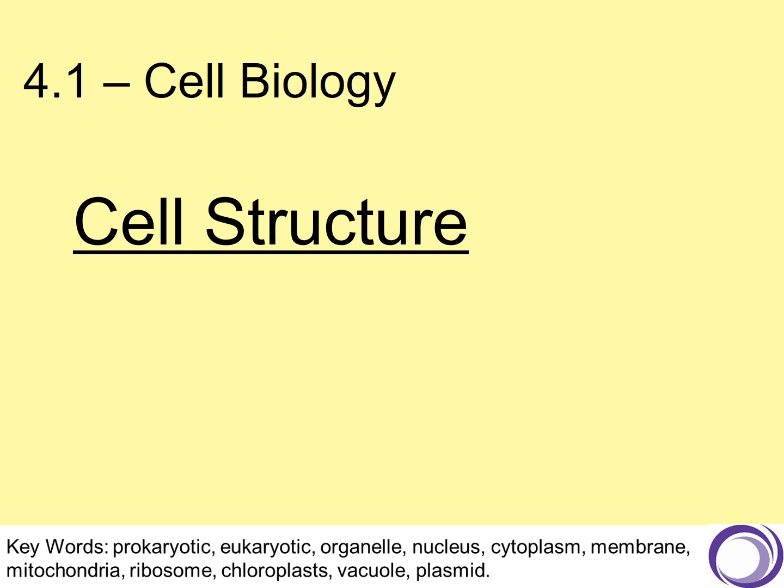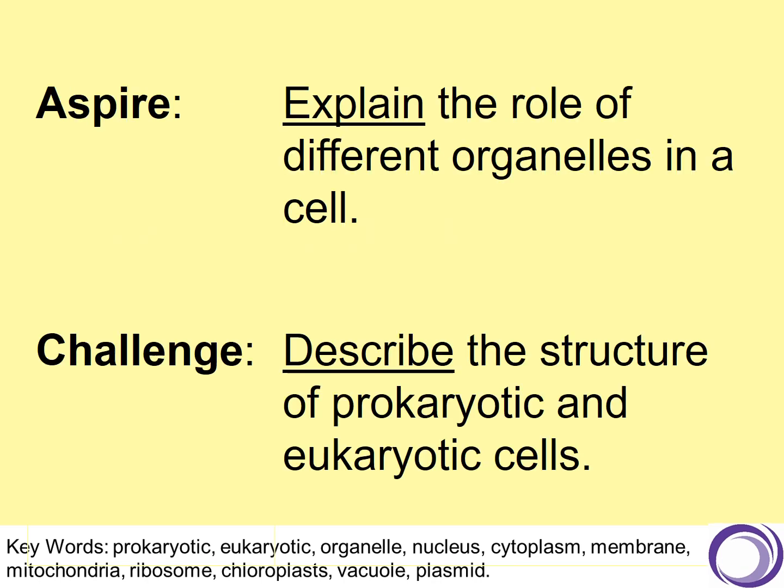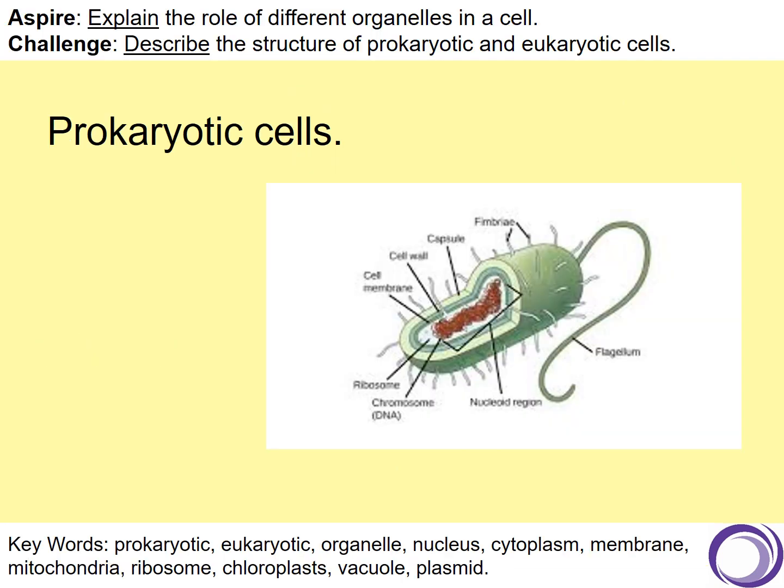So we're going to look at cell structures today. You may have done some of this in Year 7 and Year 8, you may not have, so we're going to go through it from the start. The challenge is to describe the structure of two types of cells called prokaryotic cells and eukaryotic cells. And then the aspire is to explain the role of the different organelles. That's just a special word for the different parts of a cell. Okay, so let's get started with the prokaryotic and eukaryotic cell.